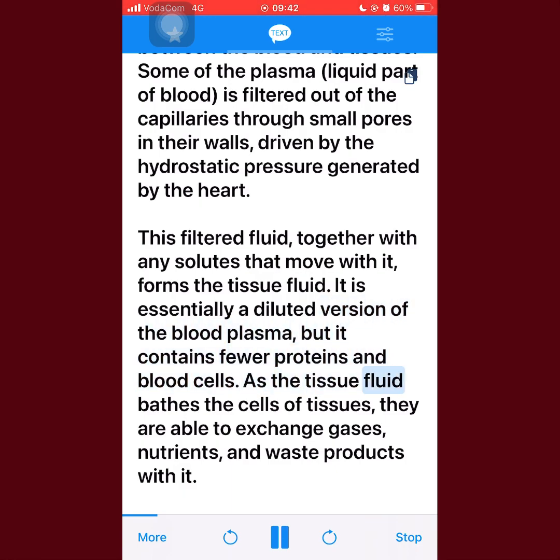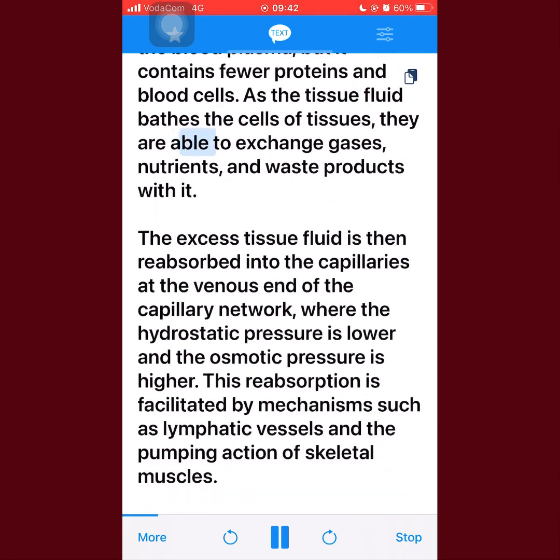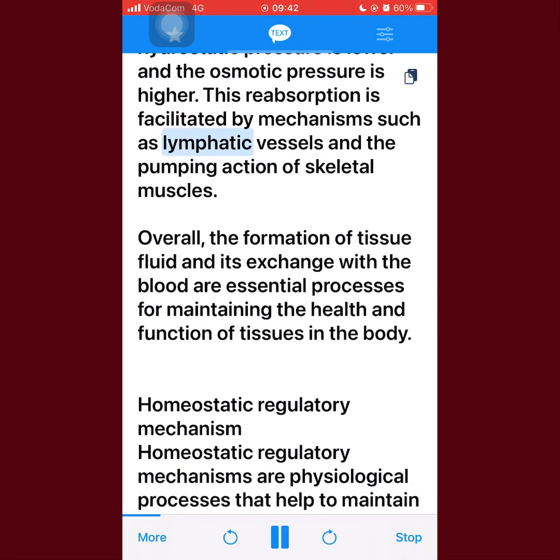As the tissue fluid bathes the cells of tissues, they are able to exchange gases, nutrients, and waste products with it. The excess tissue fluid is then reabsorbed into the capillaries at the venous end of the capillary network, where the hydrostatic pressure is lower and the osmotic pressure is higher. This reabsorption is facilitated by mechanisms such as lymphatic vessels and the pumping action of skeletal muscles. Overall, the formation of tissue fluid and its exchange with the blood are essential processes for maintaining the health and function of tissues in the body.